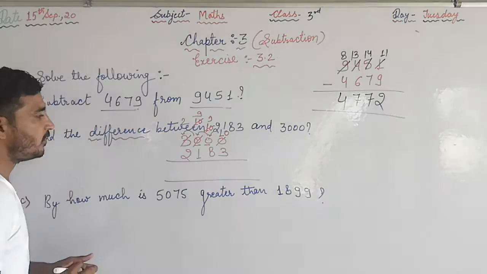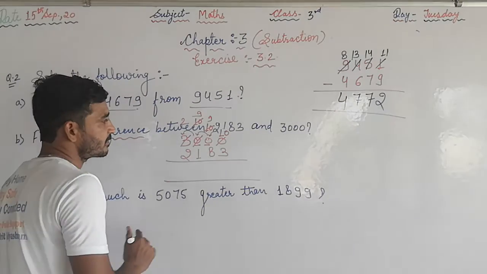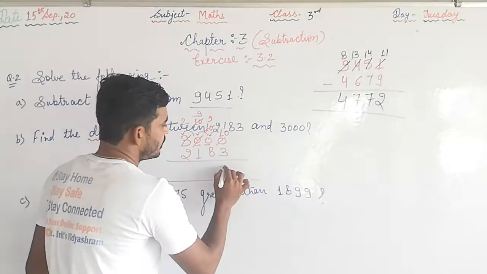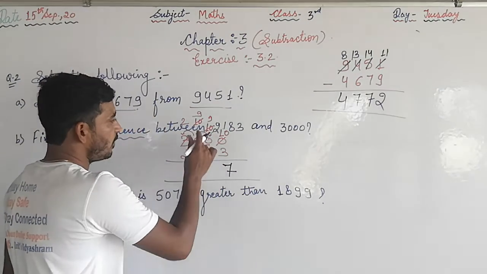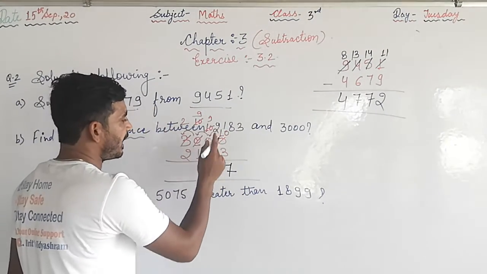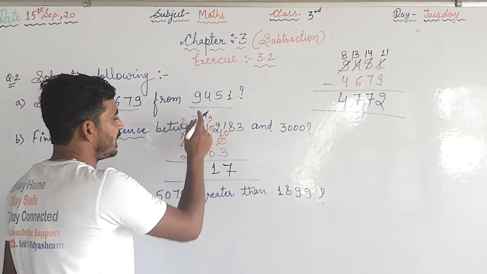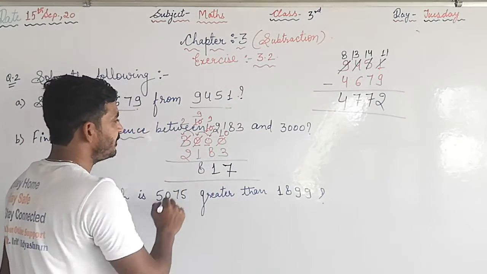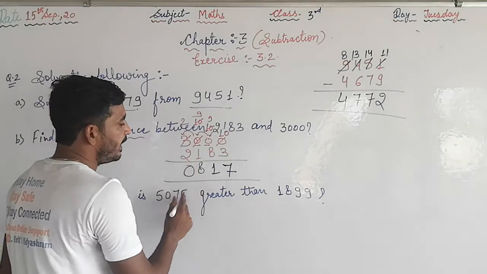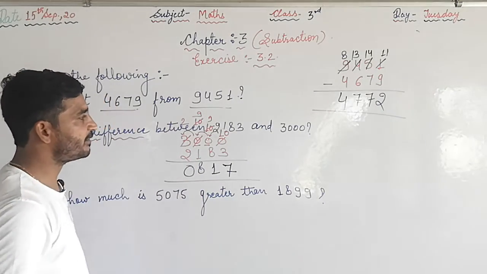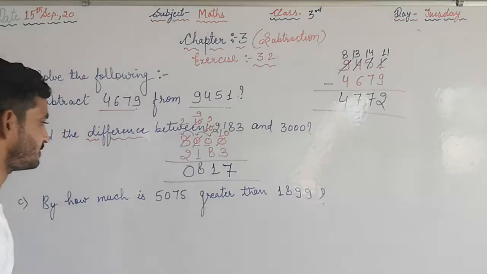Now you have to subtract 3 from 10. What's the result? 7. Now here we have to subtract 8 from 9. The result will be 1. And here you have to subtract 1 from 9, the result will be 8, and 2 minus 2 is 0. 817 is the difference between these two numbers.